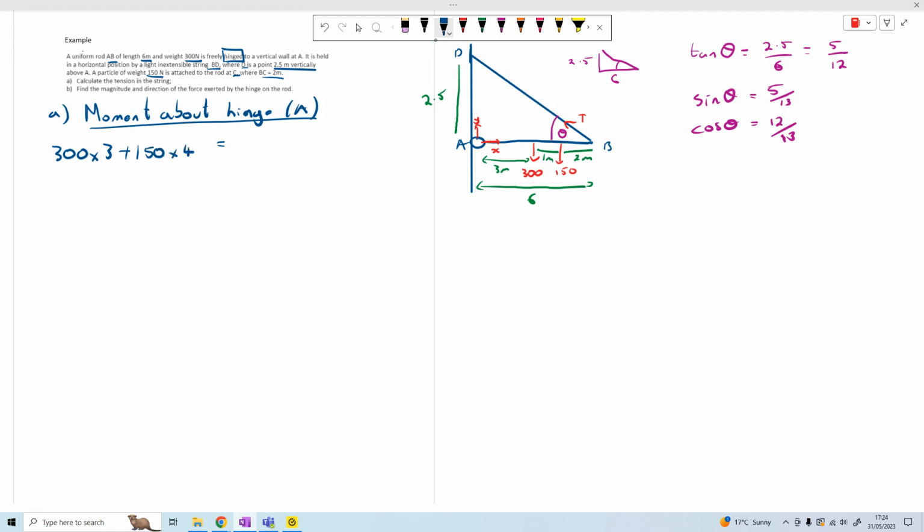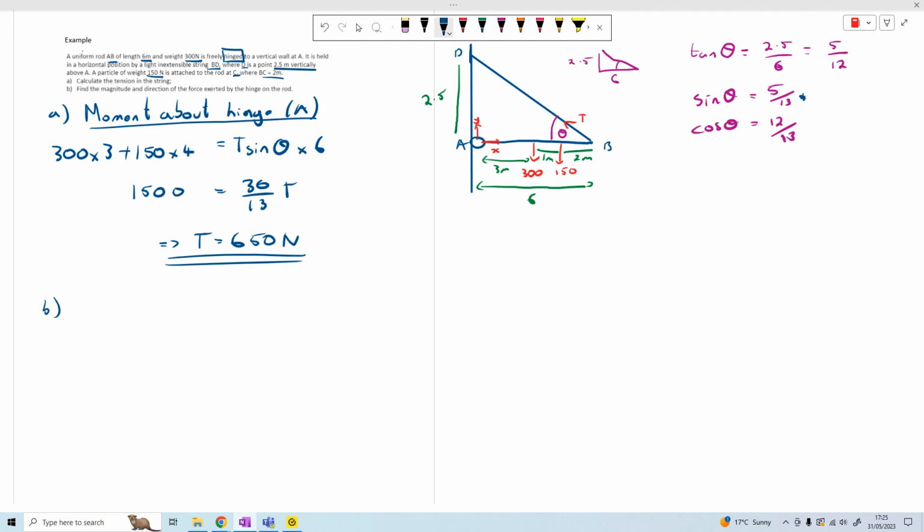And the other side, I need this component. So I'm going to have T sine theta times by 6, because it's 6 meters away. Remember, I want its vertical component for T. Okay, so I need to make sure it's perpendicular. Then let's just jump into it. This side is going to give me 1,500. The other side, I'm going to have 30 over 13 T, because I can plug in my sine from over here. And then that gives me T as 650 newtons. Okay, so there's my tension, nice and easy.